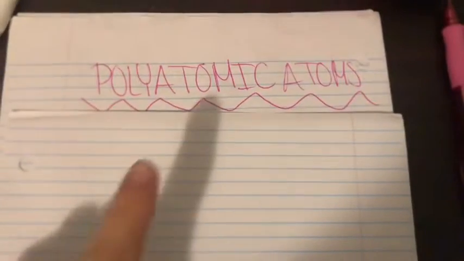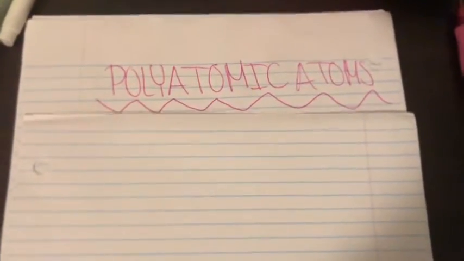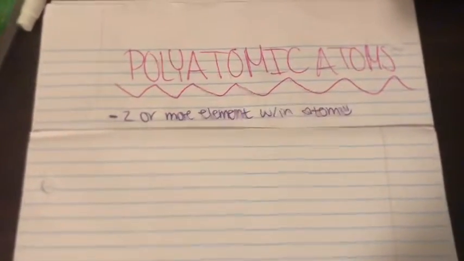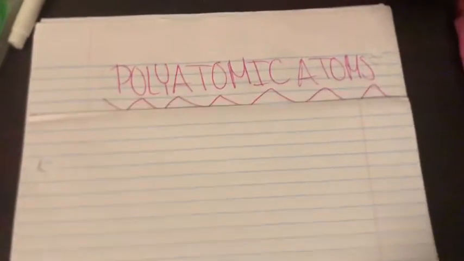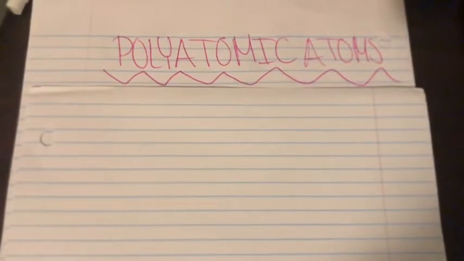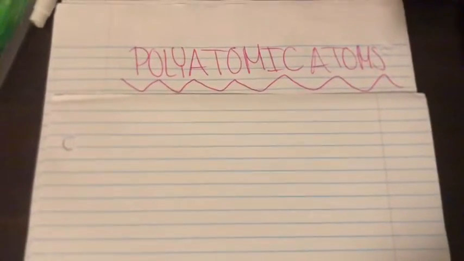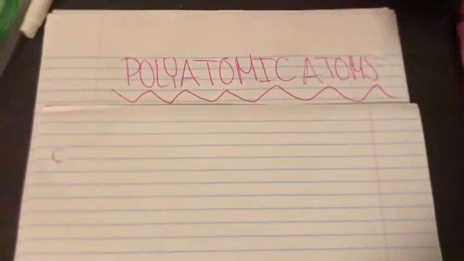same for oxide. Next we'll do polyatomic ions, and basically that just means that there are 2 or more elements within an ion. Now in a couple seconds I'll drop in all the polyatomic ions you should know, and you should memorize these.